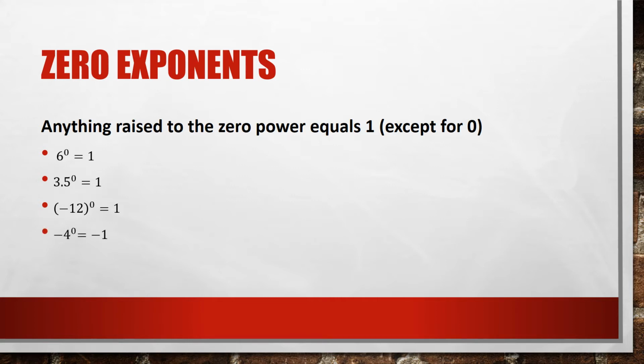Be careful if you see a negative in front, but not in the parentheses. You have to use the order of operations. You cannot do 0 to the zero power. Your calculator will say that it's an error. That answer will be undefined. Zero exponents are easy.